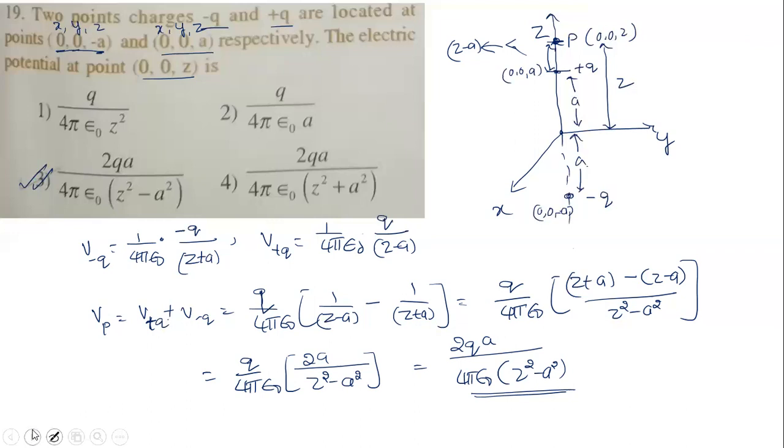Question number 20. Look at the question. A molecule with a dipole moment P is placed in an electric field of strength E. So we took a dipole, its dipole moment is P, and we placed it in a uniform electric field. Initially, the dipole is aligned parallel to the electric field. If the dipole is to be rotated anti-parallel to the field, what is the work required to be done by the external agency?